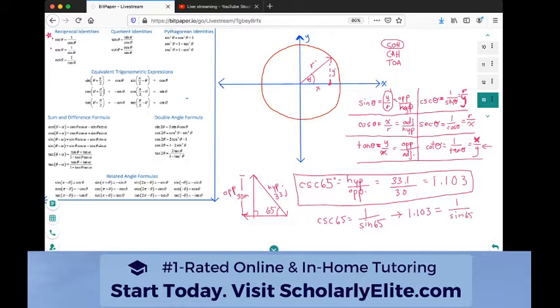And then all I need to do is isolate sine of 65. So first I'm going to multiply it up here, and then I'm going to divide off 1.103 from both sides, and then that's going to be sine of 65 equals 1 over 1.103. And if I plug that into my calculator, I get the original answer that I had for sine of 65, which is 0.9063.